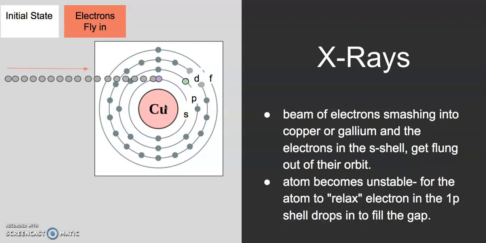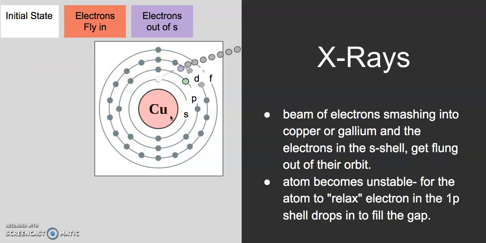And the electrons in the S shell, this very close shell to the nucleus, get flung out of their orbit. And then the atom becomes unstable because you don't have the number of electrons that you need in this shell.